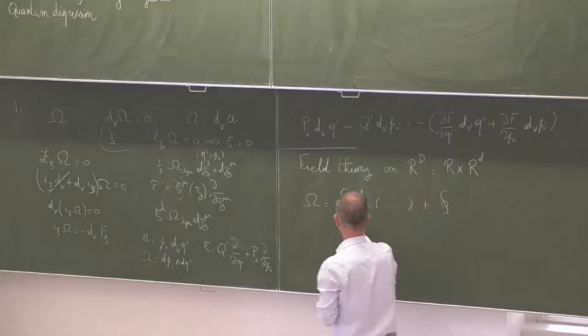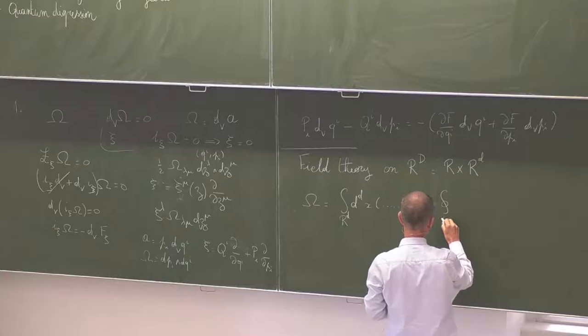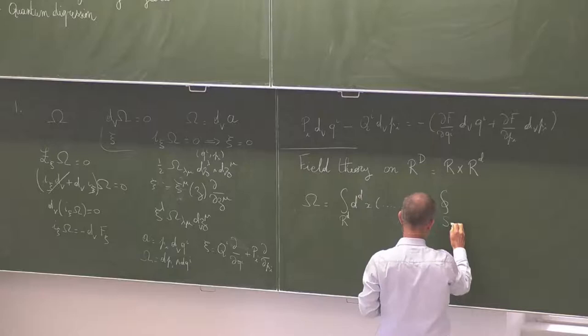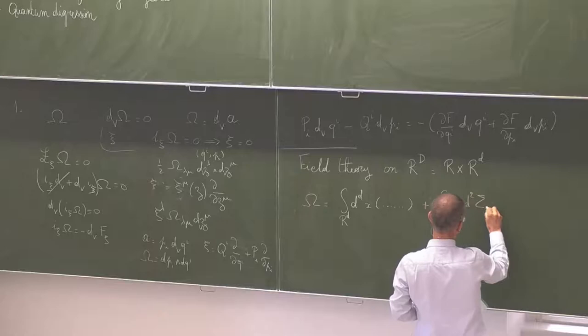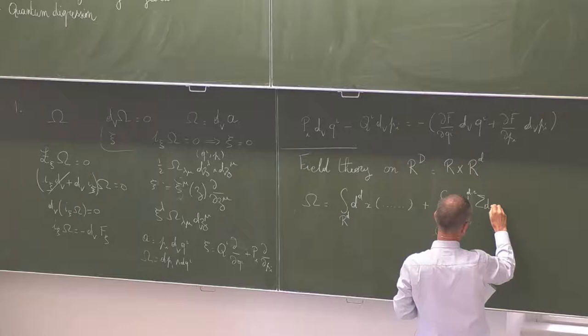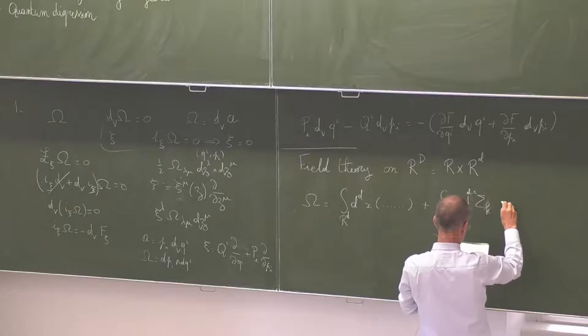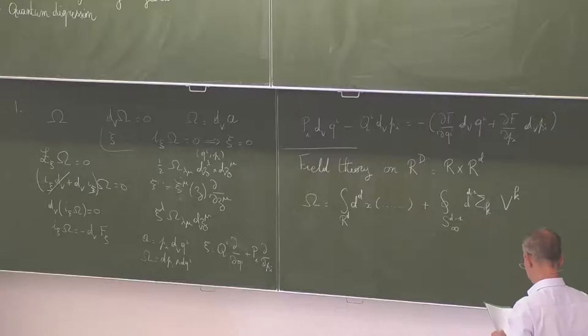I will not write it explicitly, and this all the time. And this is over the boundary at infinity, which would be a D minus one sphere. Infinity, again, I will not write it all the time, of some integral, d minus one sigma. So this would be the surface element on this d minus one sphere, of k, then some vk, okay? So that would be the general expression of the symplectic form.